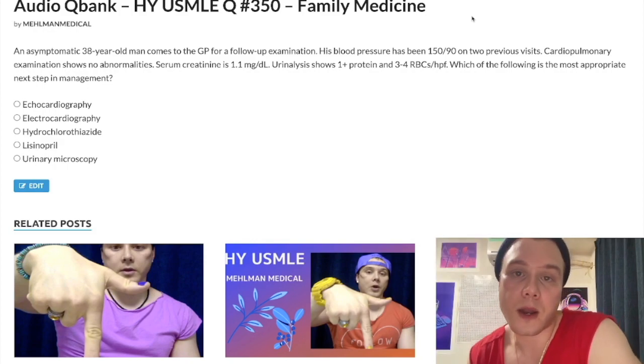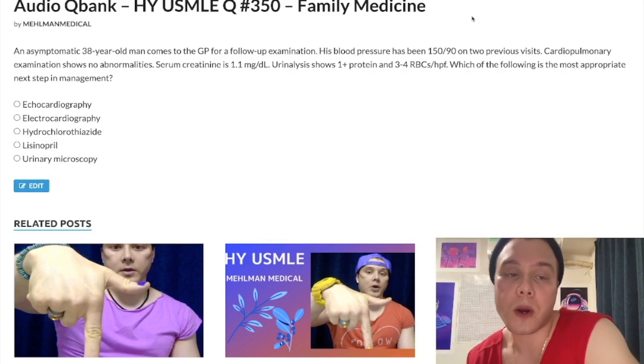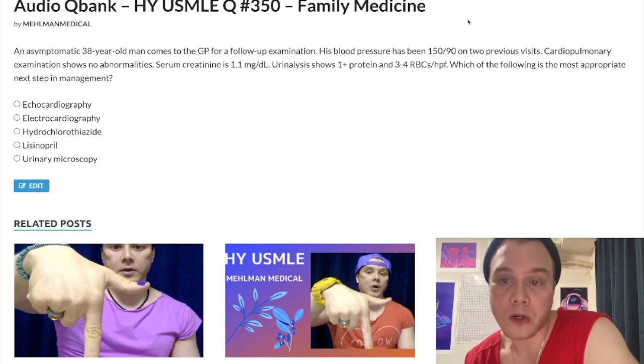Now, starting this actual question here, where we have a 38-year-old man with high blood pressure, 150 on 90 on 2 previous visits. Cardiopulmonary examination shows no abnormalities. Serum creatinine is normal at 1.1 milligrams per deciliter. Normal range is 0.7 to 1.2. Urinalysis shows 1 plus protein and 3 to 4 RBCs per field. Clearly, there shouldn't be any protein in the urine, so this is abnormal.